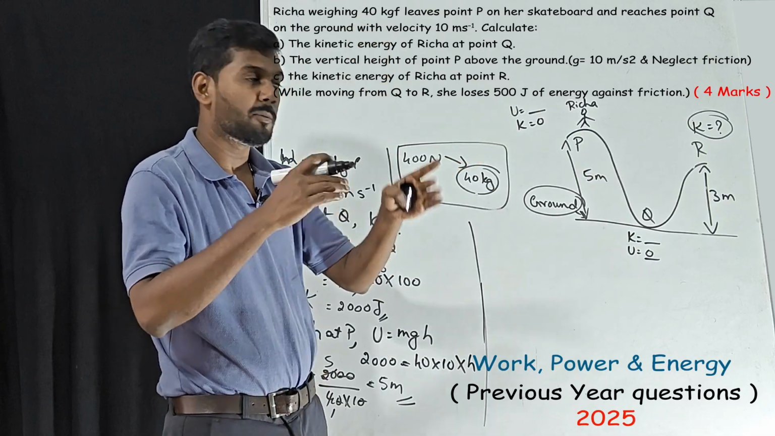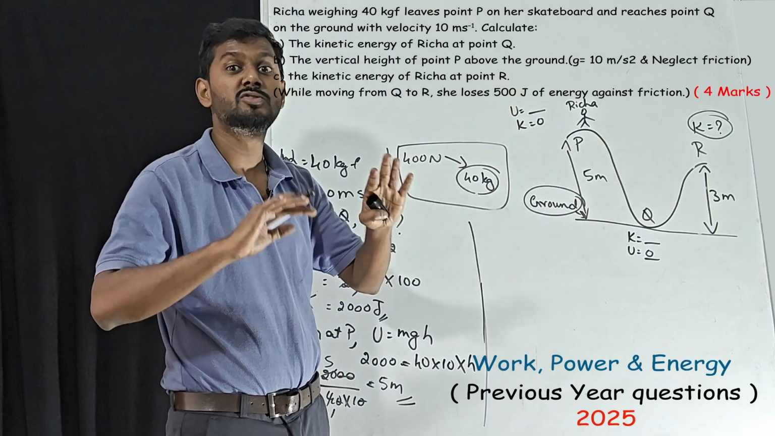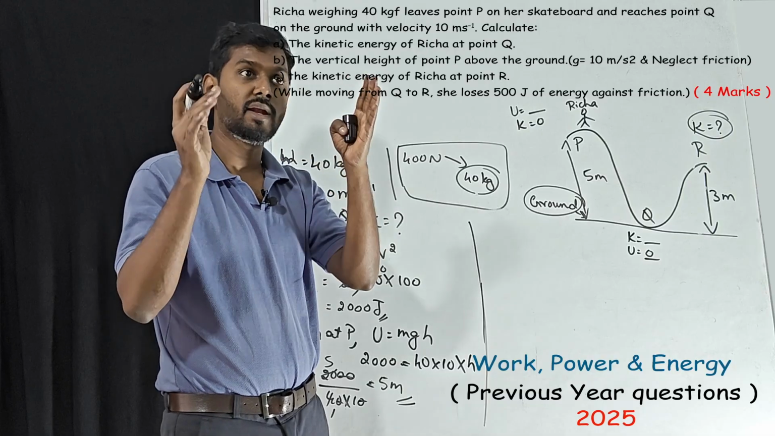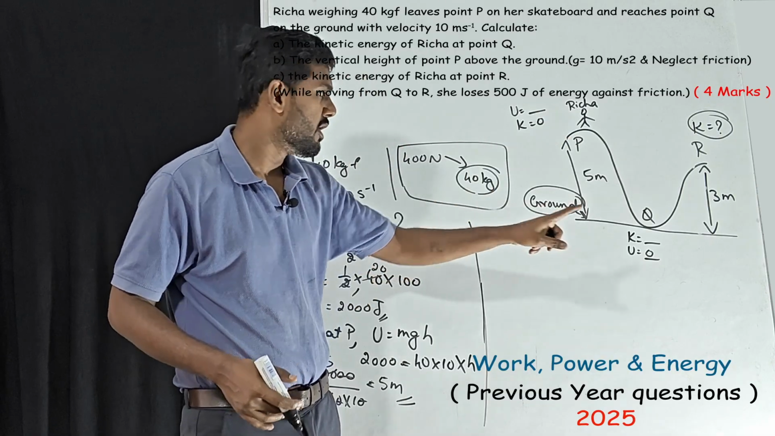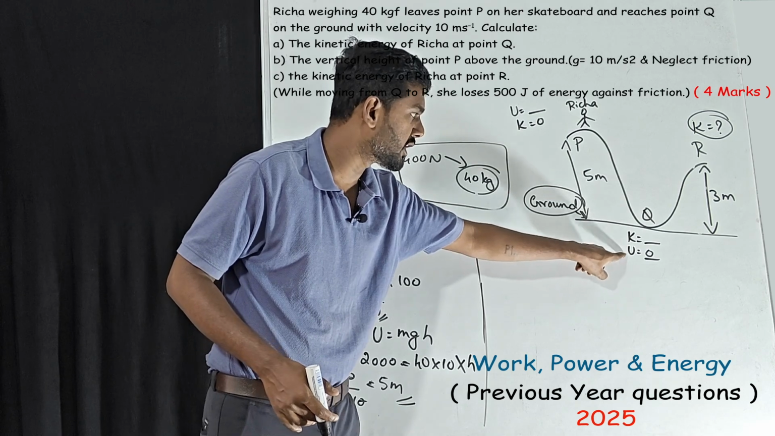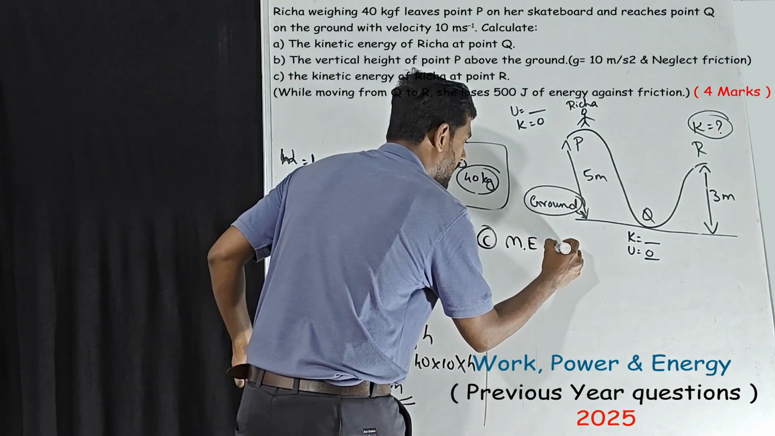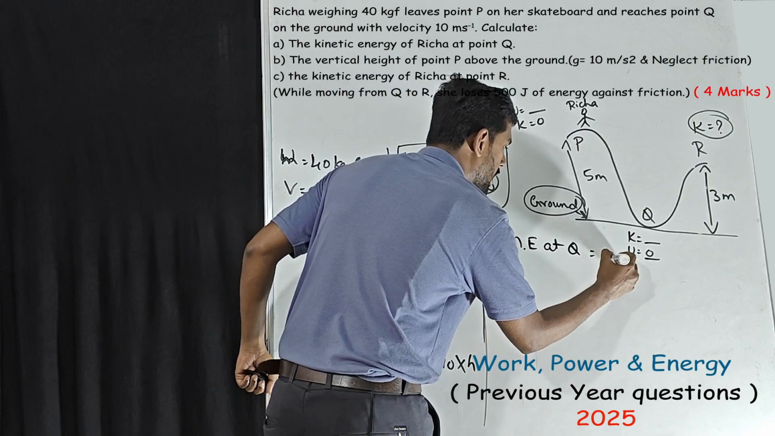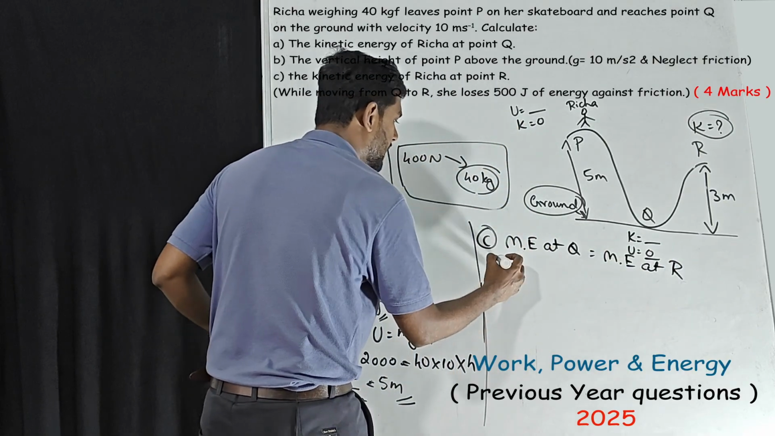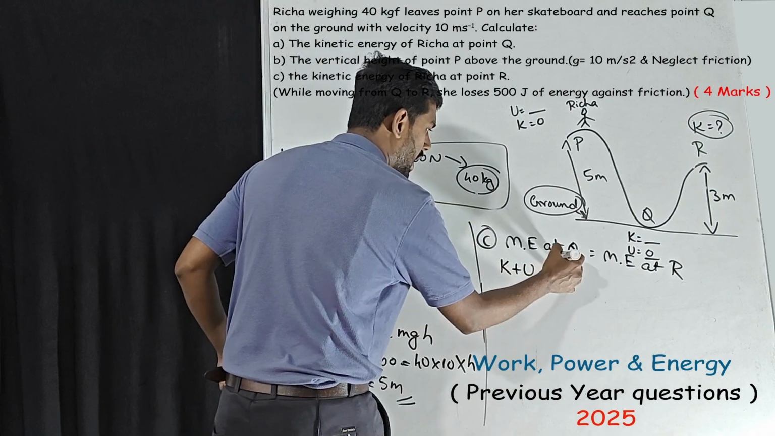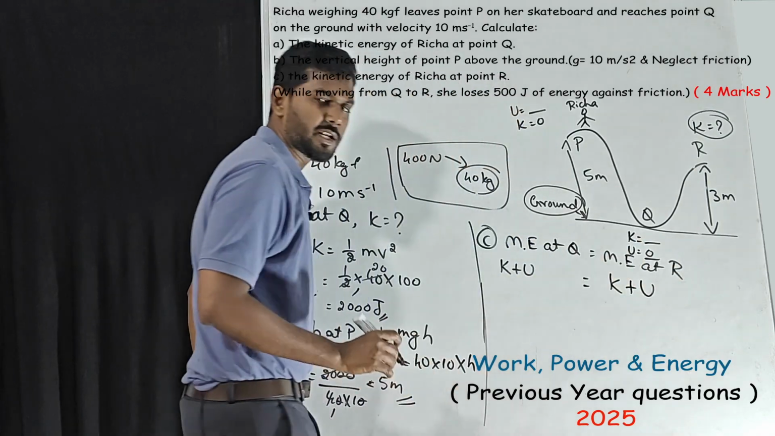friction at the end. But mechanical energy at Q will be equal to mechanical energy at R if there is no friction. In the question they have said 500 joules of energy is lost because of friction, that we will subtract later. First we'll find mechanical energy at Q. So for sub question C, mechanical energy at Q will be equal to mechanical energy at R. This you should know. What is mechanical energy?